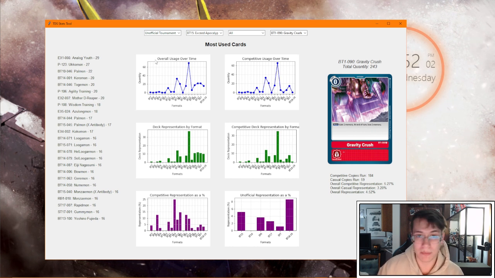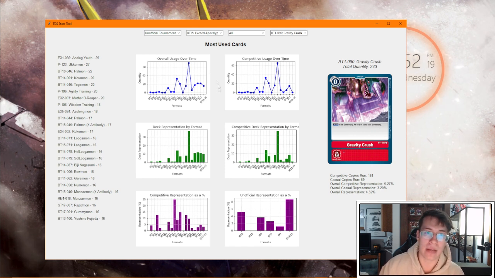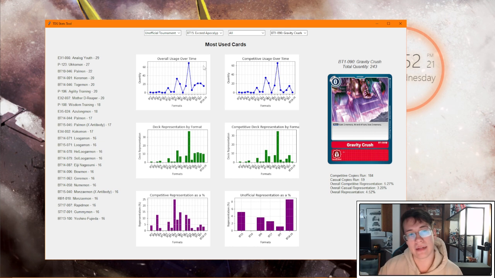They are kind of explained in the Ukomon video, but you do have two side-by-side graphs for your overall usage and your competitive usage. This just goes off of the total number of a card run within a format. So BT15 was peak Gravity Crush. This is because Red Hybrid was going nuts with the Grav Crush tech. And in its current form, the overall usage over time is not the most useful statistic because our casual representation is not fantastic.